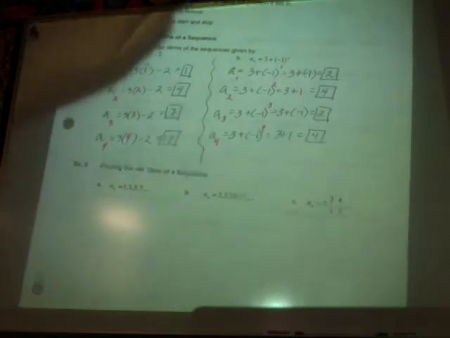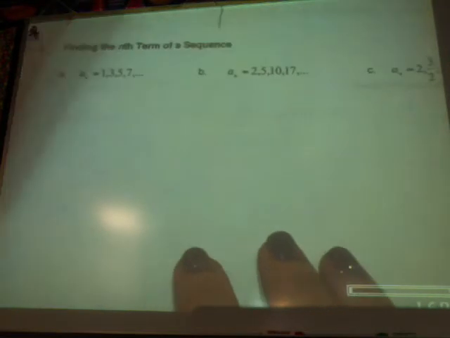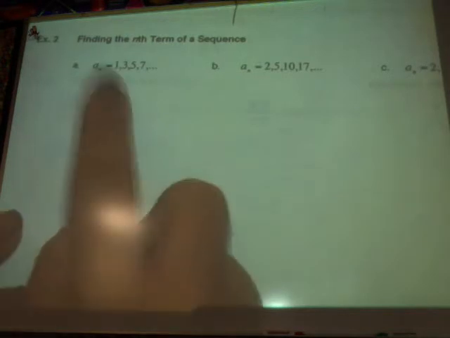All right, so then look at finding the nth term of a sequence. So we actually have to come up with the pattern. If you're familiar with arithmetic sequences, we'll get more involved with those later this week. I'll give you a definite way that you can find those once you identify that it's arithmetic. So the first one here is arithmetic, isn't it? How do I know that this is arithmetic?